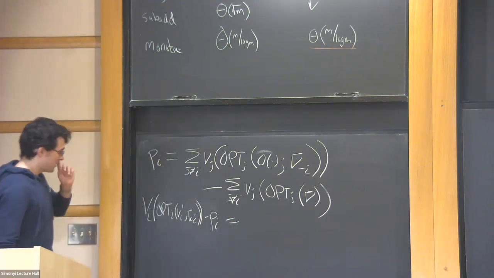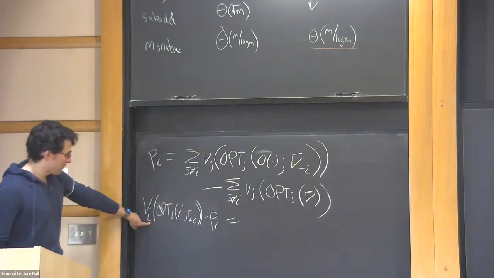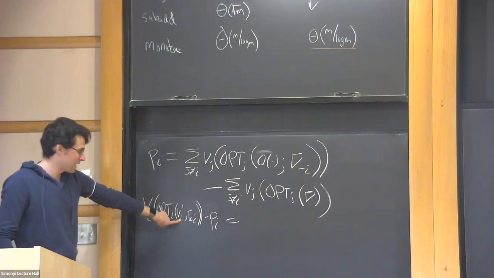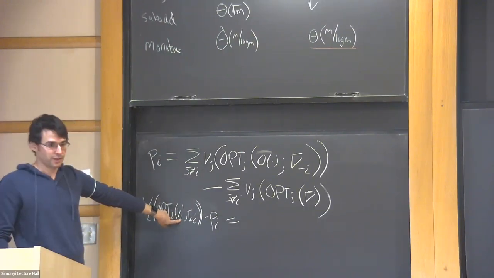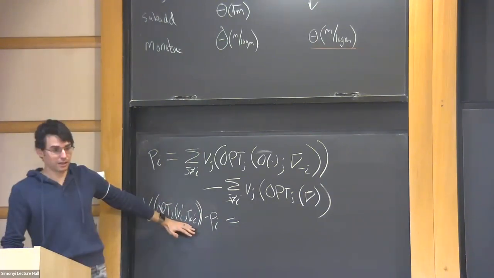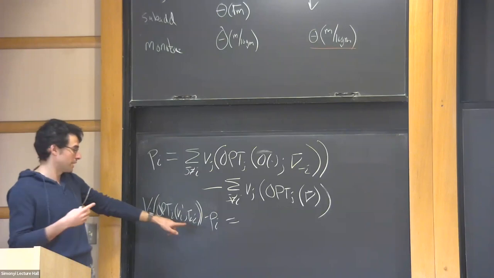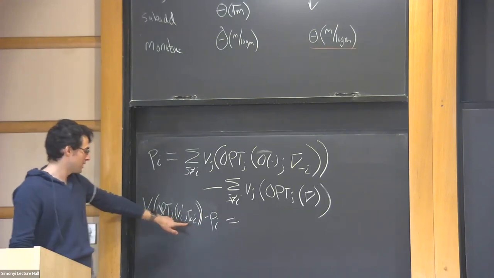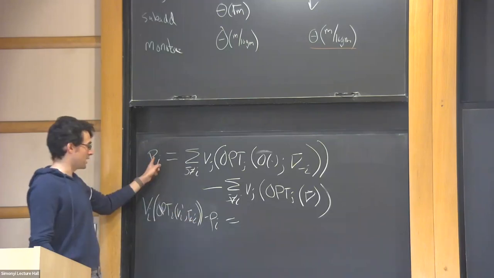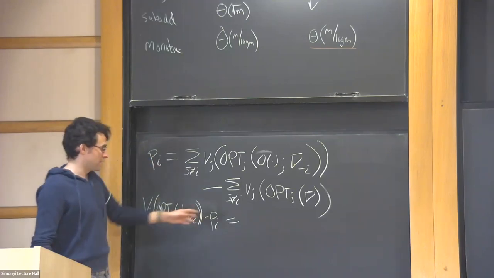So what I can do is report any VI prime that I want. That's going to cause this set to be selected for me, because I'm going to run the optimal algorithm on whatever input I provide in V minus I. I'm going to have some value for that, and I'm going to pay this price. Let's just see what that means.